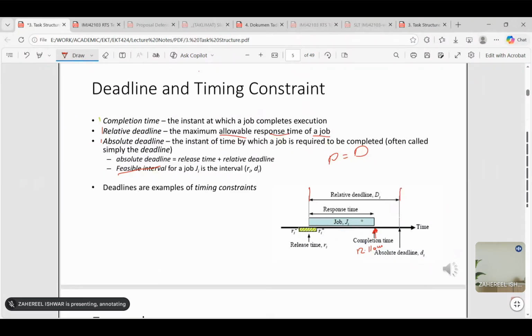What about absolute deadline? It's the instant of time. Pukul berapa juga. Same like completion time. What time is the deadline of a particular job. Now, let me ask you, what is the absolute deadline of task number 1? Is that question valid or invalid?